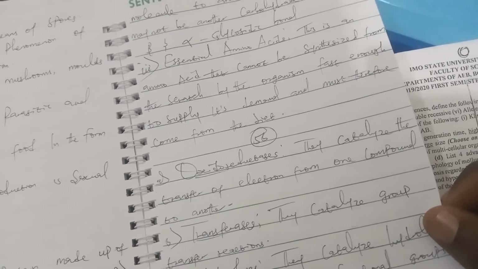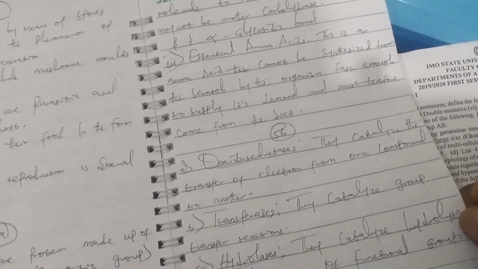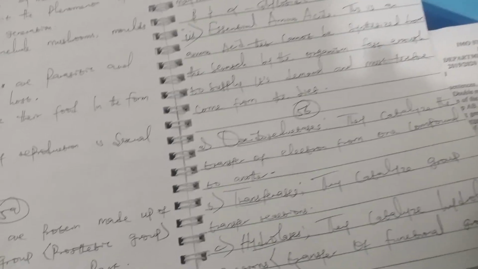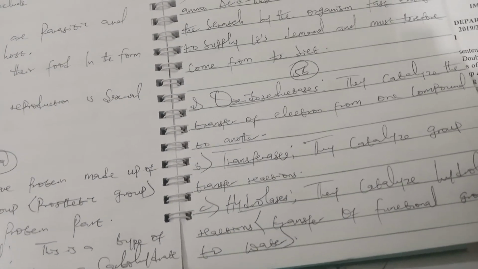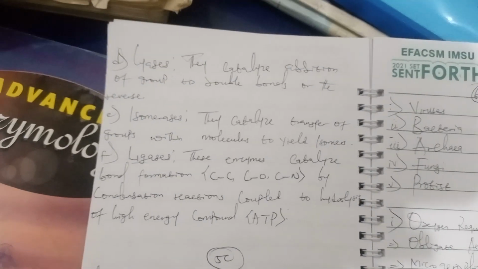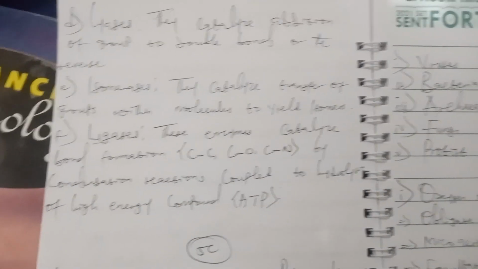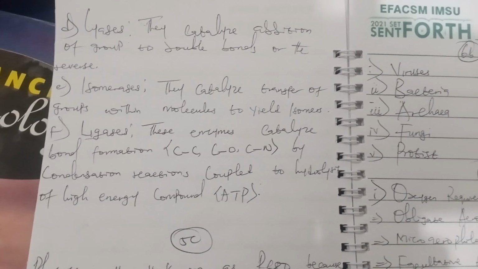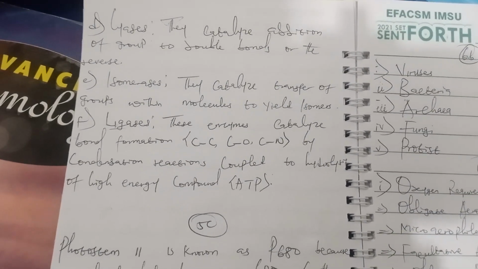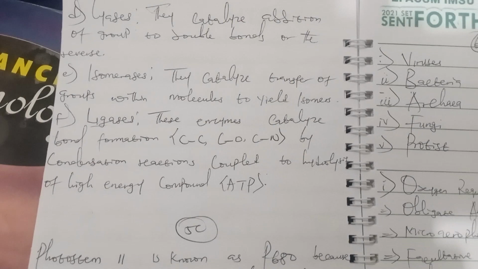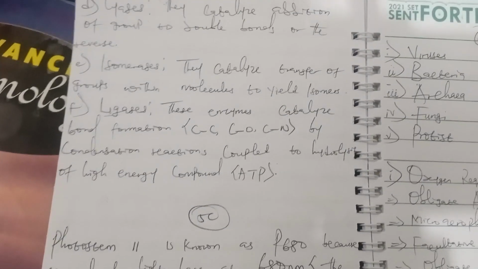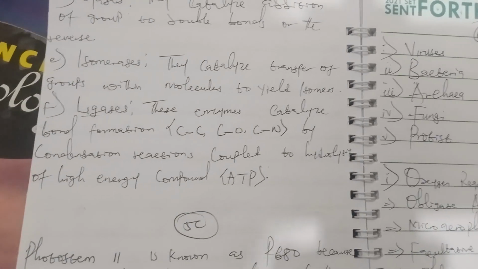Now look at oxidoreductases. They catalyze the transfer of electrons from one compound to another. Transferases, they catalyze group transfer reactions. Hydrolases, they catalyze hydrolysis reactions, right? Now lyases, they catalyze addition of groups to double bonds or the reverse. Now isomerases, they catalyze transfer of groups within a molecule to yield what? Isomers. Ligases, the enzymes catalyze bond formation. We have C to C, C-O, C-N, we have C-S, by condensation reactions coupled to what? Hydrolysis of high energy compounds.